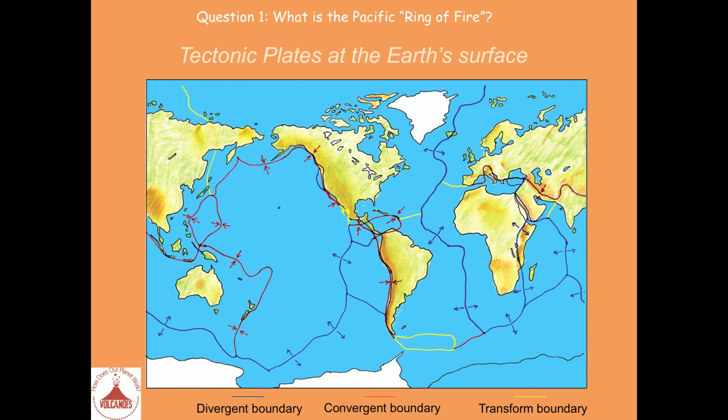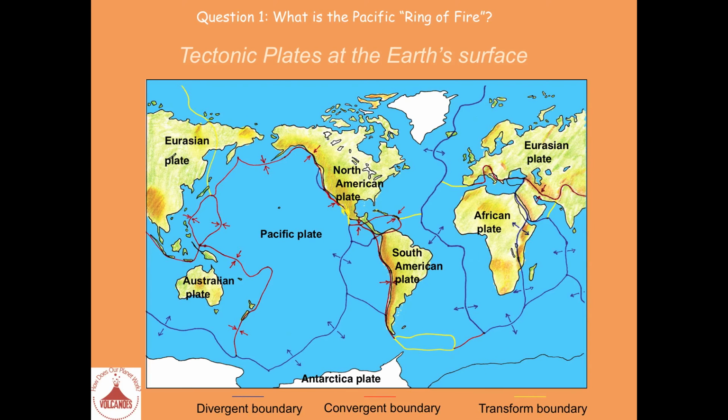Today, at the surface of the planet, we have several tectonic plates. At the moment, we can identify 7 major tectonic plates: the Eurasian plate, the Australian plate, the Pacific plate, the North American plate, the South American plate, the African plate, and the Antarctica plate. You can also observe that we have many smaller plates which are interspersed between the major ones.